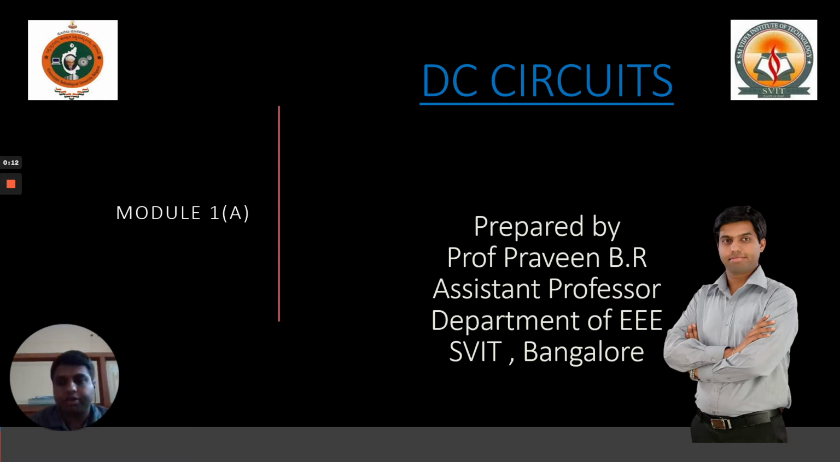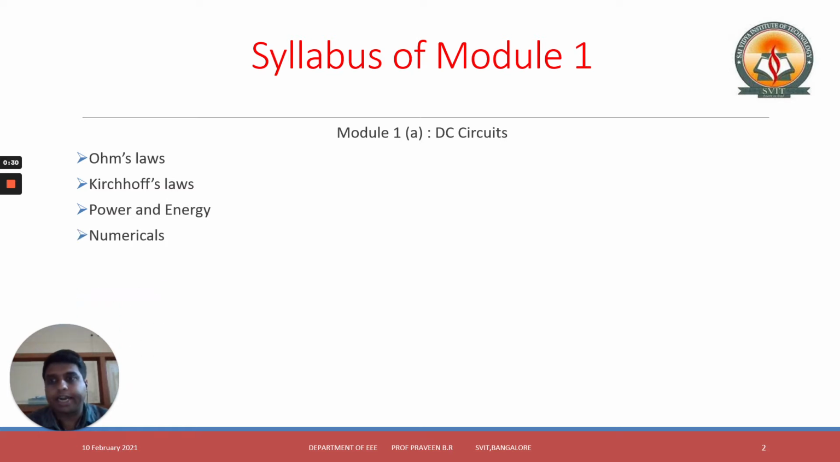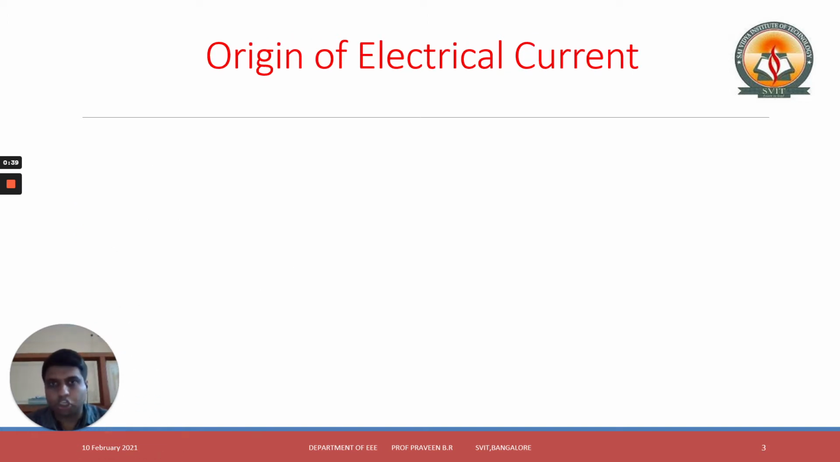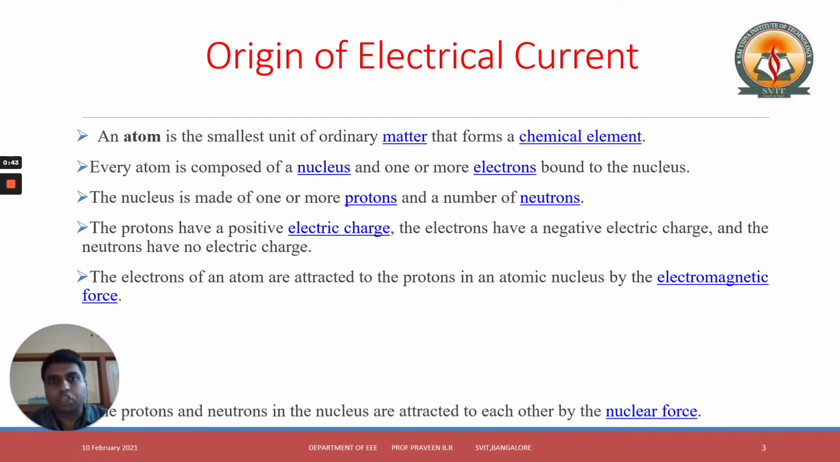In today's session, I am going to teach you module number 1A, DC circuits. Under that, I have chosen Ohm's law and Kirchhoff's law. So let us study first what is Ohm's law. Under Ohm's law, we are going to see what is the statement of Ohm's law and what are the limitations of Ohm's law. And under Kirchhoff's law, we are going to study the two laws, that is Kirchhoff's current law and Kirchhoff's voltage law.